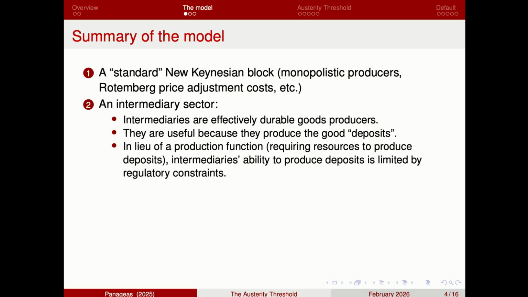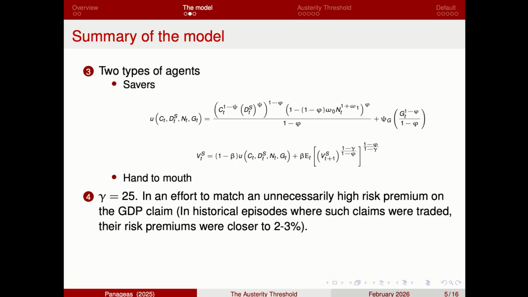How does this intermediary sector work? Very briefly, intermediaries here are effectively durable goods producers. The good they produce is called deposits. And normally, when we model a producer, we have a production function. Something goes in, and that limits how much we can produce. Here, ideally, we would like to produce a lot of deposits. What limits the amount of deposits we can produce is fundamentally regulation in this model. Okay, so all of this, I don't think it's necessary for what the paper is about.